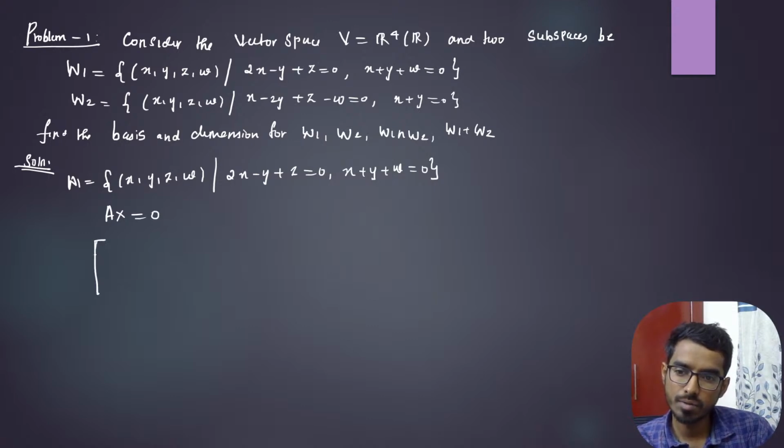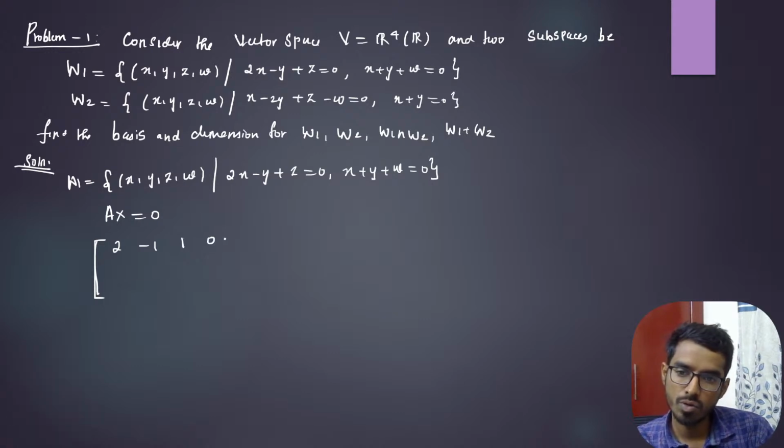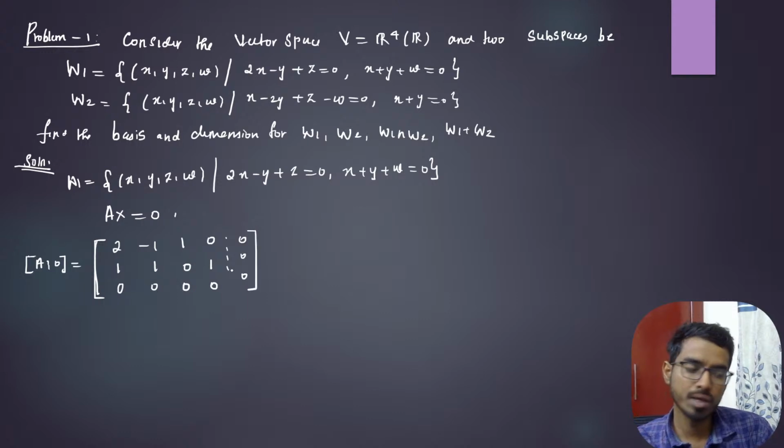A matrix is what? 2 minus 1 1, with columns x, y, z, w. So we'll form an augmented matrix A comma 0. Here we don't have any vectors, so let us put 0, 0, 0 so that it will be comfortable for you. Now we'll make this into row echelon form.